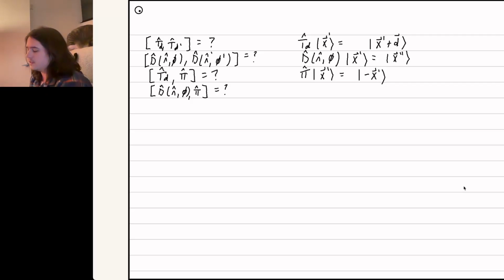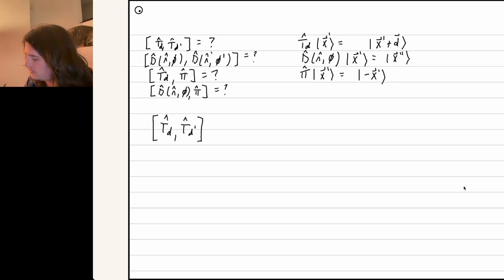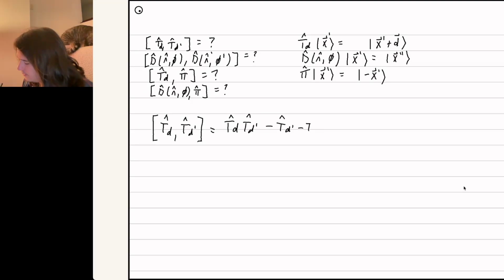So let's check the commutators then. First, TD with TD prime, where the D prime indicates that it's going to be moving forward by a different displacement vector, minus TD prime times TD.